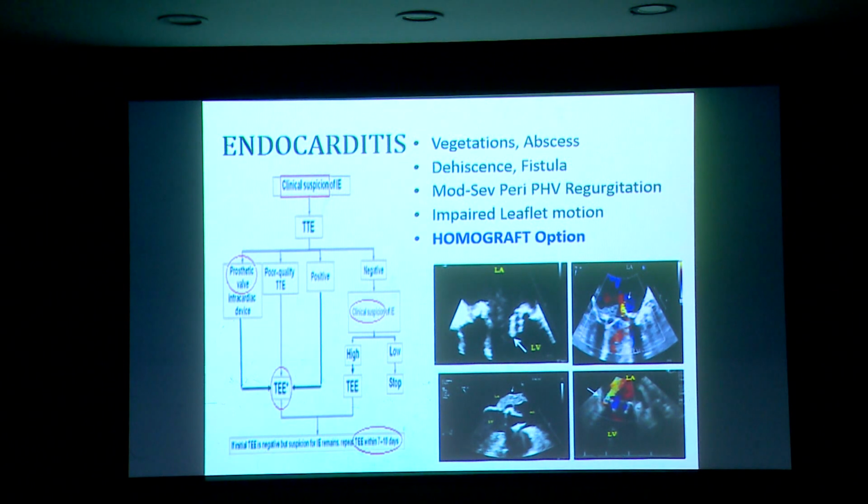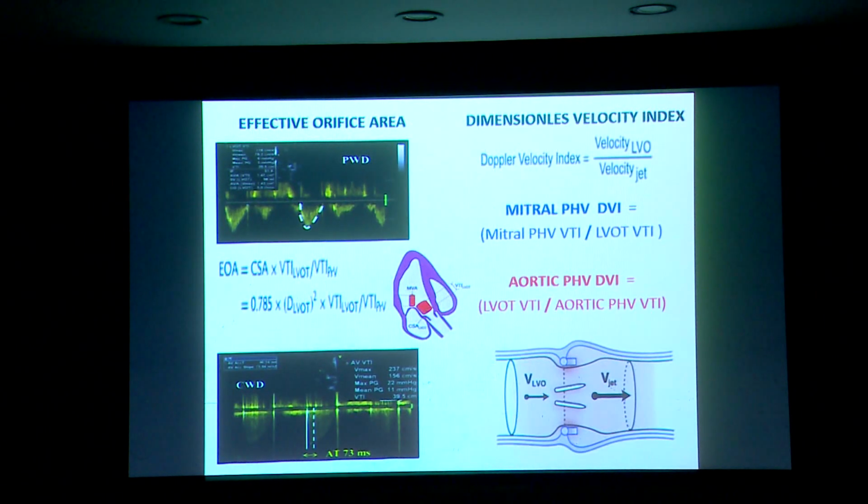So the diagnosis is relevant whenever there is a prosthetic heart valve or any device. The modality of choice is TEE. Even if the initial TEE is negative, but clinical suspicion is high, the TEE needs to be repeated later, after 7 days again. So the other thing you need to see is the PPM, the patient-prosthesis mismatch.